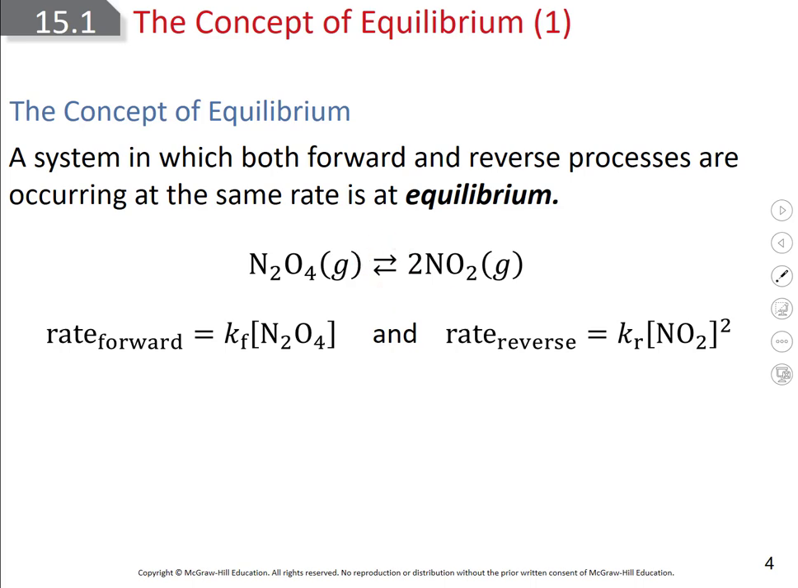The reaction goes both ways, which means that you can have the forward reaction and the reverse reaction. Both are going to have their own rate. When those rates are equal, meaning the rate that is going forward is the same speed as the rate that is going backwards, then you are at what is called dynamic equilibrium.